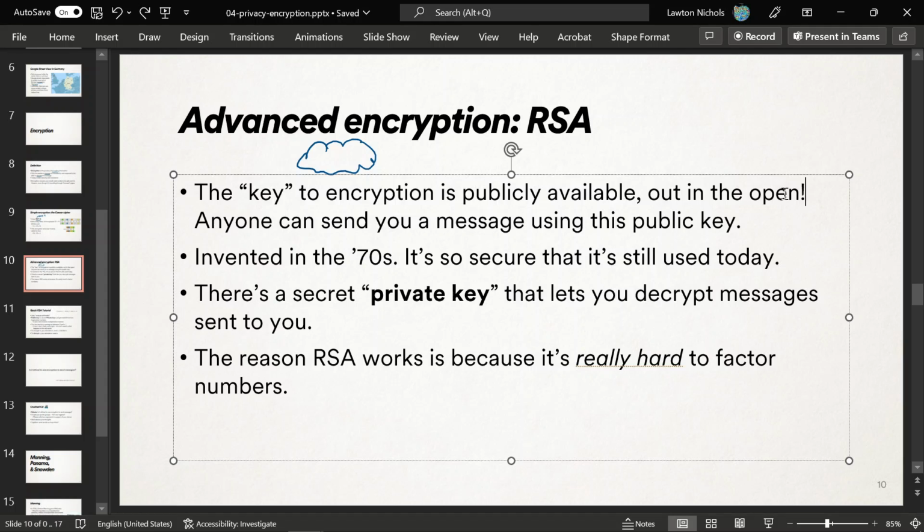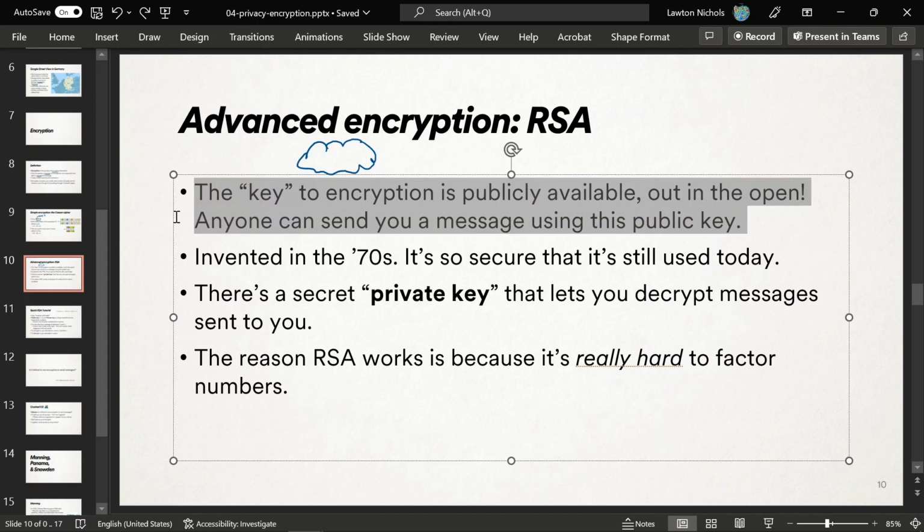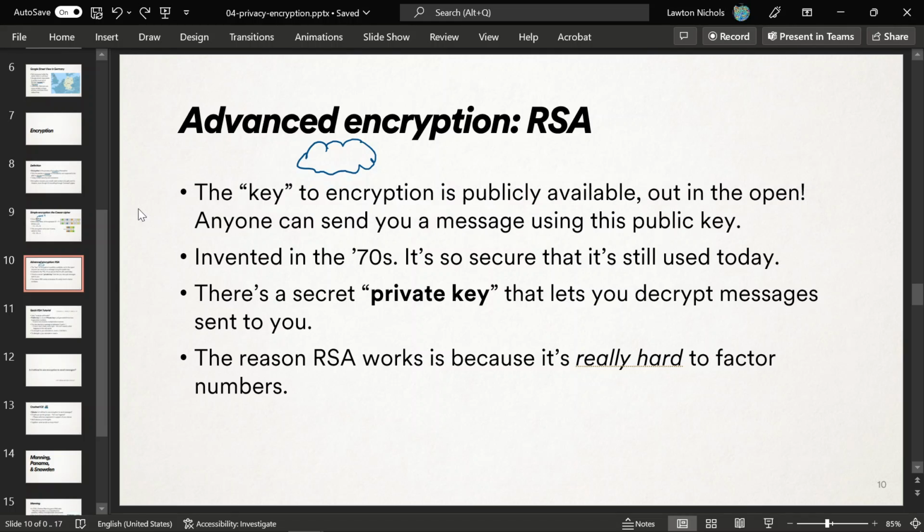So you give everybody one of your keys, okay? Anyone can send you a message using this public key. If you would like to send somebody this cloud of a message, you figure out what their public key is, and you sign your message with that key somehow. And that makes it encrypted, okay?